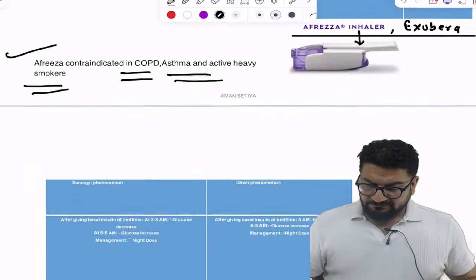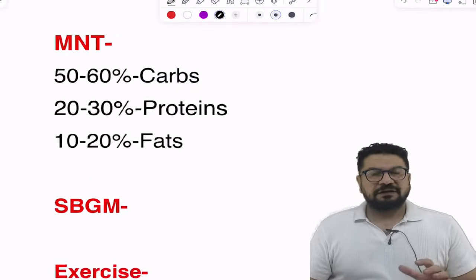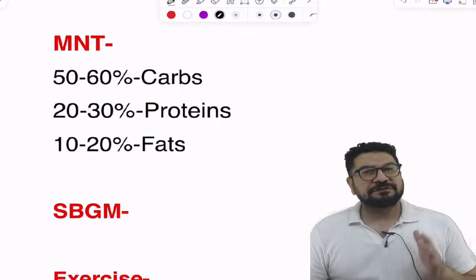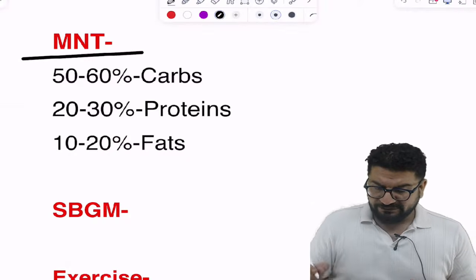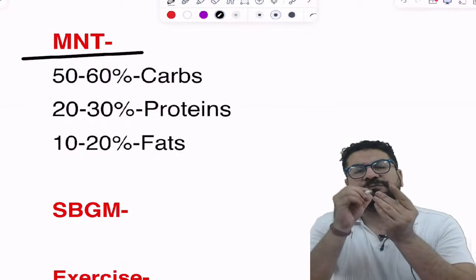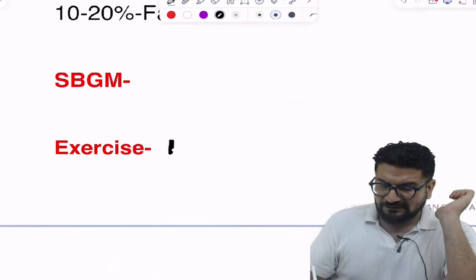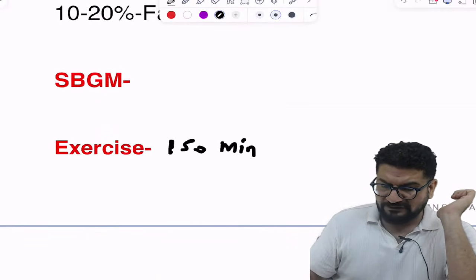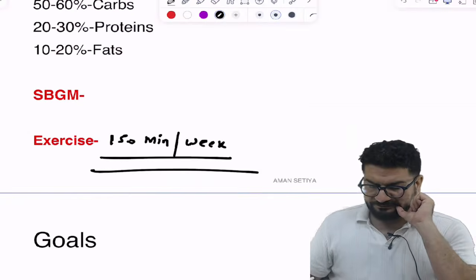Now understand this thing. They ask you like, 50% of a diabetes patient's diet should come from carbs, 20-30% from protein, 10-20% from fat. This is what we call medical nutrition therapy. Then we have SBGM, self blood glucose monitoring. Patients should know how to prick themselves and check their own blood glucose level. Then there is exercise, 150 minutes in a week. This is the exercise recommendation for diabetic patients.